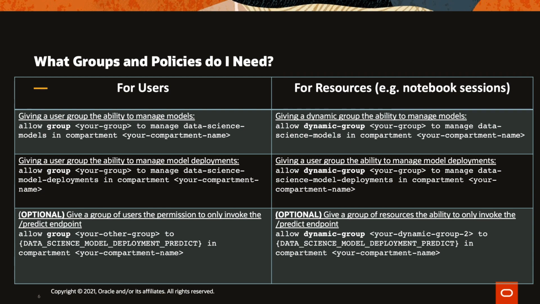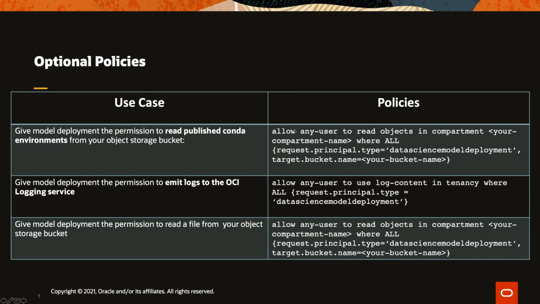All right. So now let's go through a few additional optional policies that you may want to include in your tenancy. Those depend on the use case. The first one here is to give model deployment the permission to read published conda environments that are found in a particular bucket of object storage that are sitting in your tenancy.